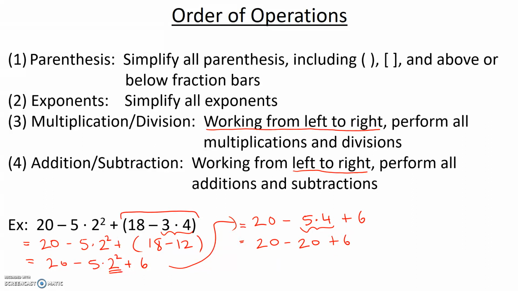Okay, once all the multiplication and division is done, we now work from left to right and perform all addition and subtraction. 20 minus 20 is 0, and 0 plus 6 is 6. So our final answer for this problem will be 6.